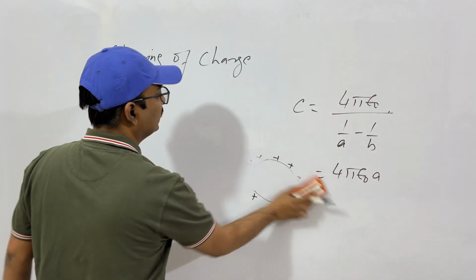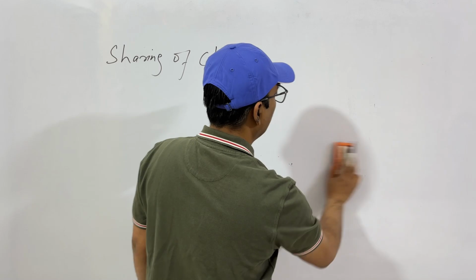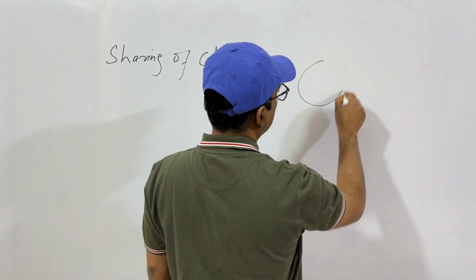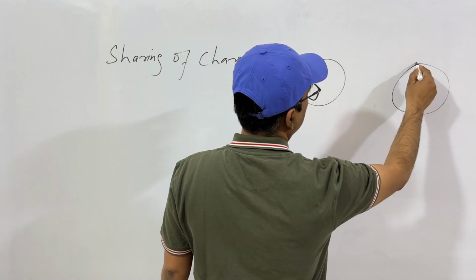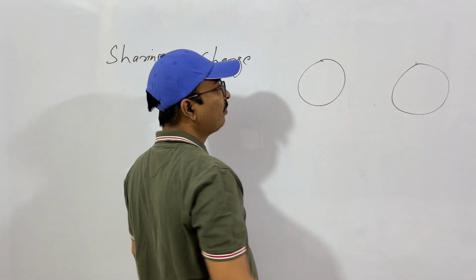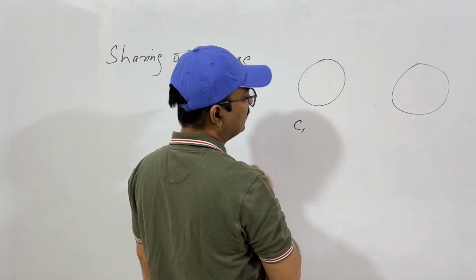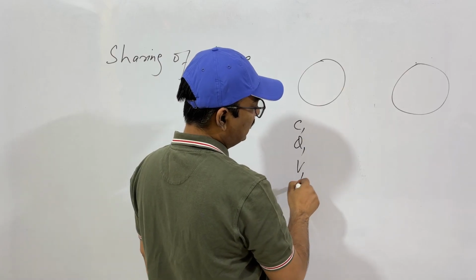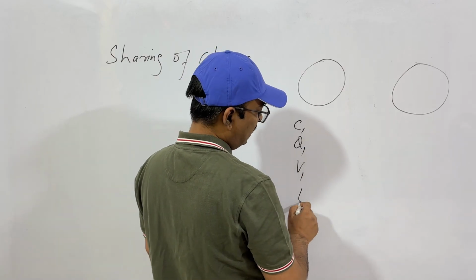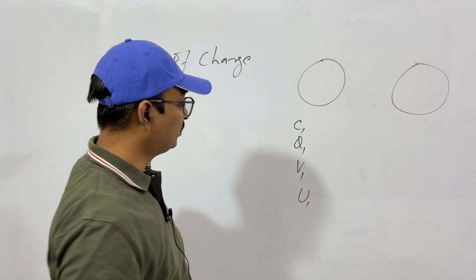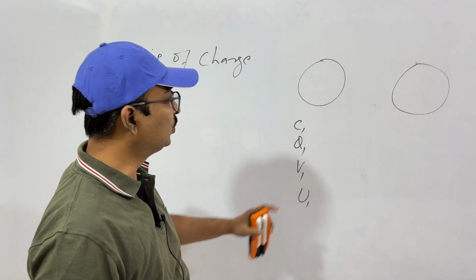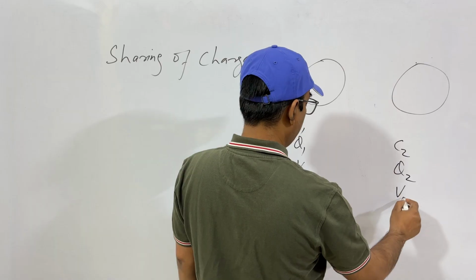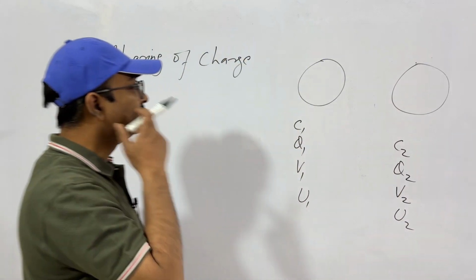Okay. So now let's see how charges are shared if two spherical shells are connected. Let's say this is a spherical shell with capacitance C1, charge Q1, initial voltage V1, and let's say its electric potential energy is U1. Similarly, you have C2, Q2, V2, U2. I'm giving you the concept.